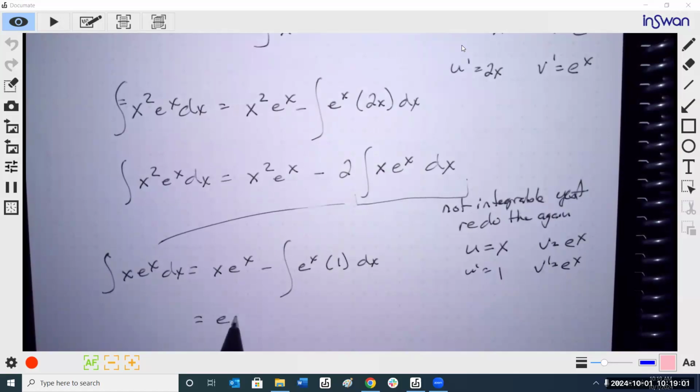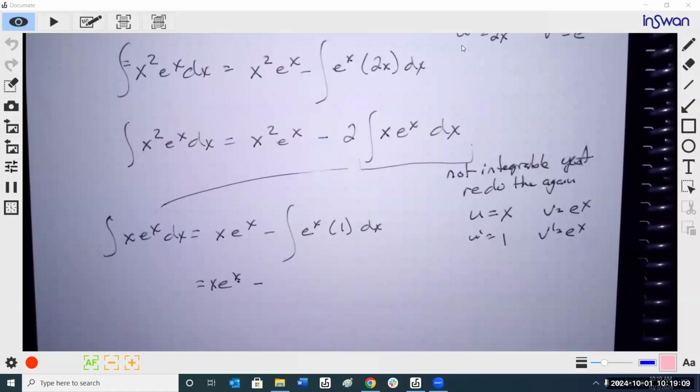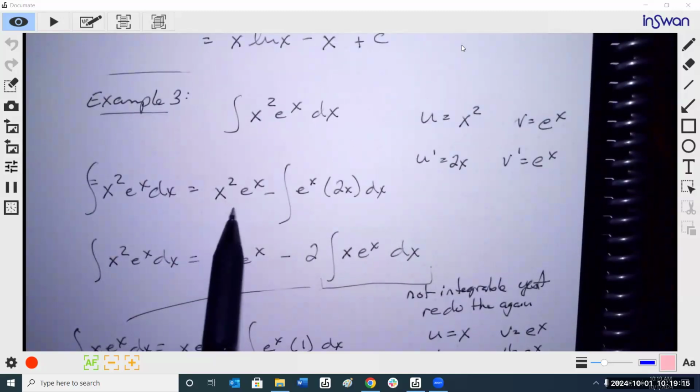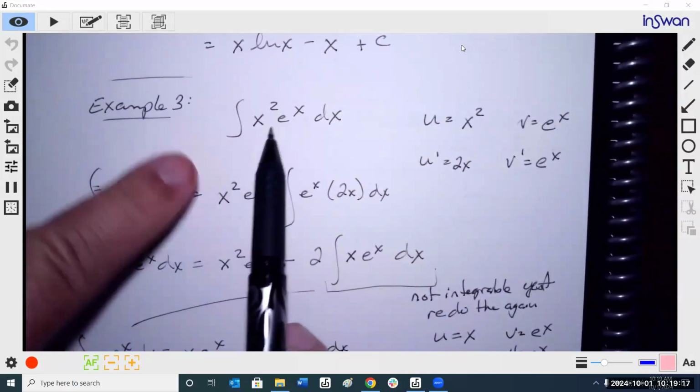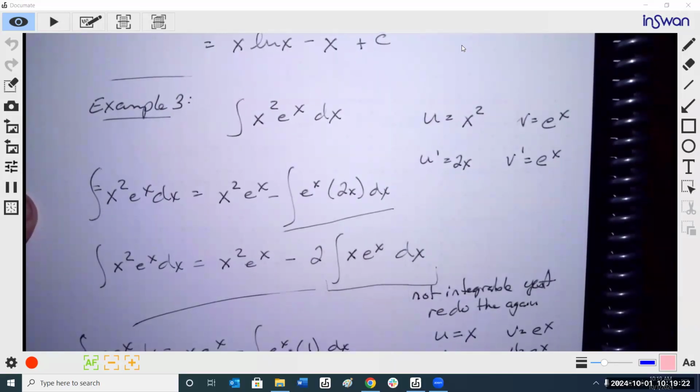That becomes e to the x. Professor, I'm a little bit confused. What happened to the x squared? Oh, because we got to this point here. We start off with this, and we got to this part here. We have to take this integral first.